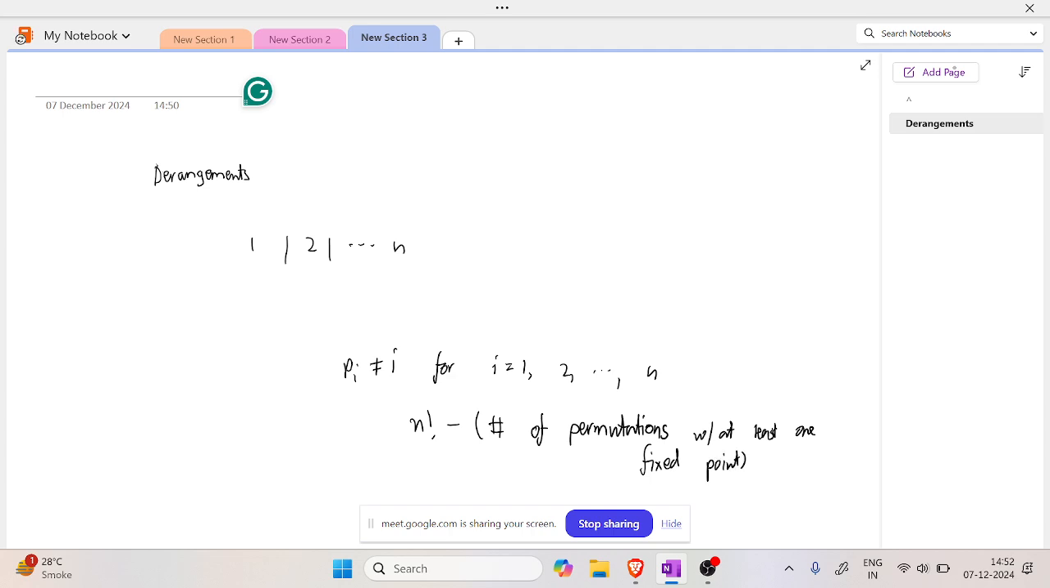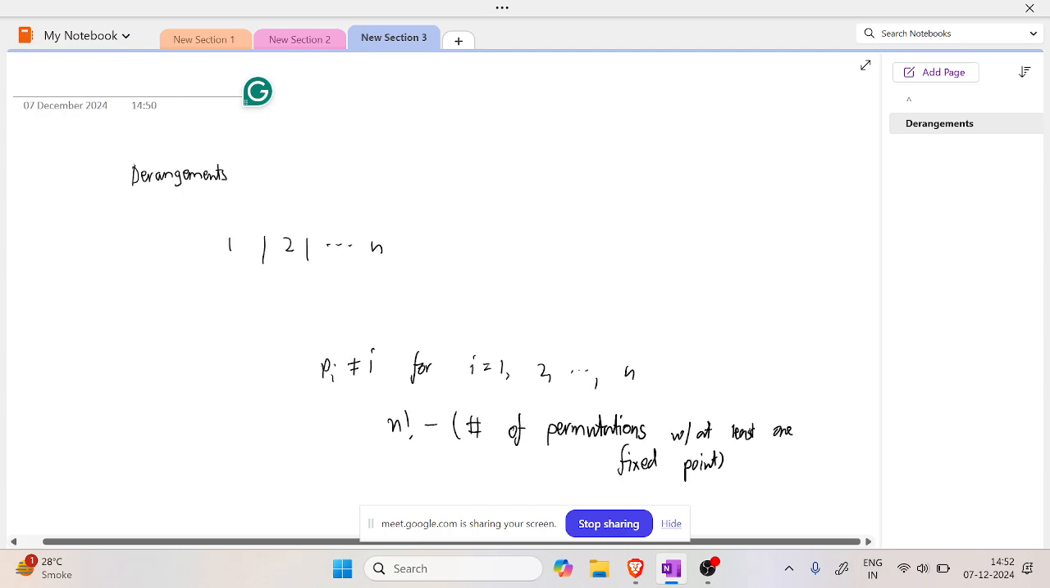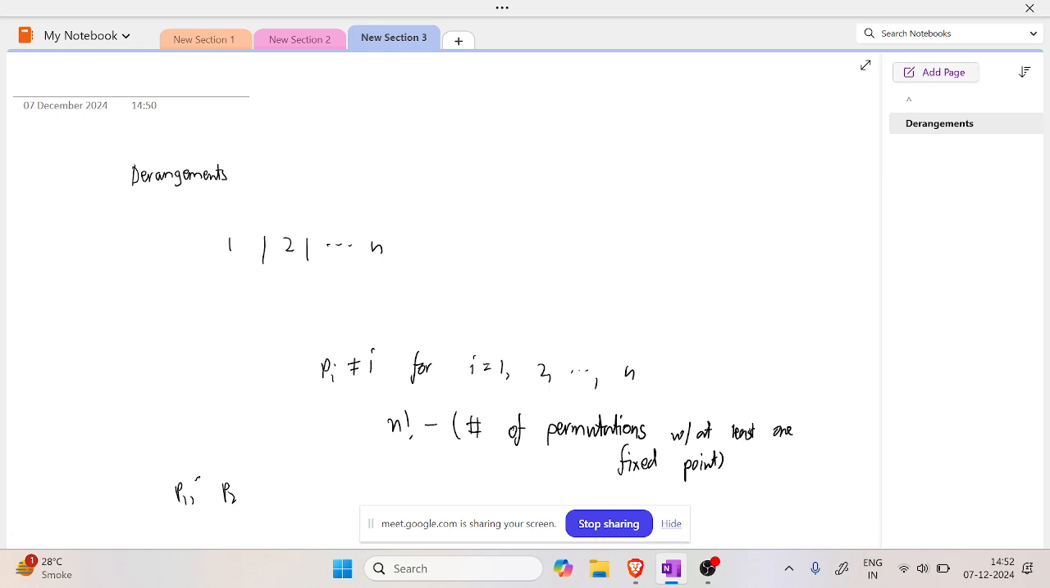Okay, so basically, n factorial minus the number of permutations with at least one fixed point, and let's fix the fixed points. Let's say F1, F2, and so on until Fk are the indices that are surely going to be fixed points. We don't know about all the others, they could be fixed points or they could not be, but we know for sure that P of Fi is Fi, those are fixed points.